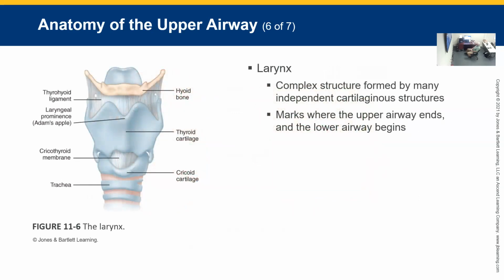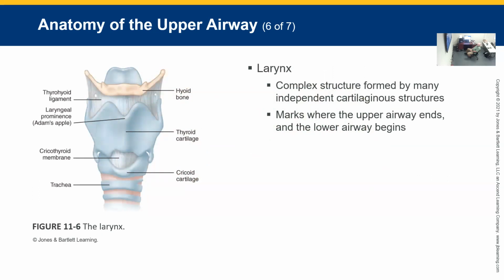So we've talked about the larynx, and we've already talked about the Adam's apple. If you have any issue about where the Adam's apple is, take your hand and put it on the front of your neck, and then just swallow, and you'll feel it moving up and down.